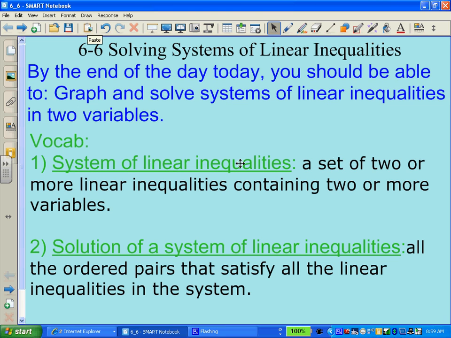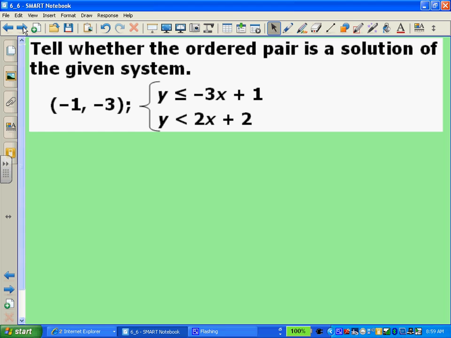So we have two vocab words. System of linear inequalities is a set of two or more linear inequalities containing two or more variables. And the solution to a system is any ordered pair that satisfies both linear inequalities in the system.